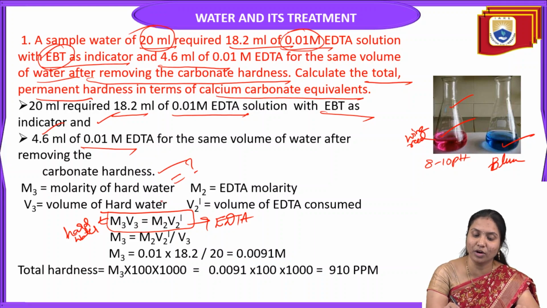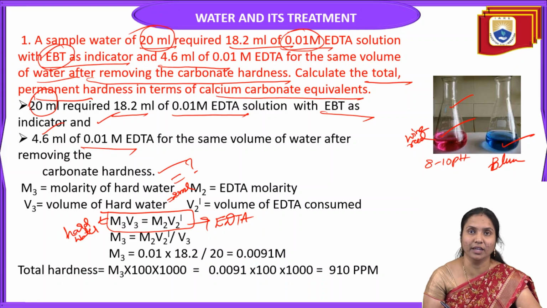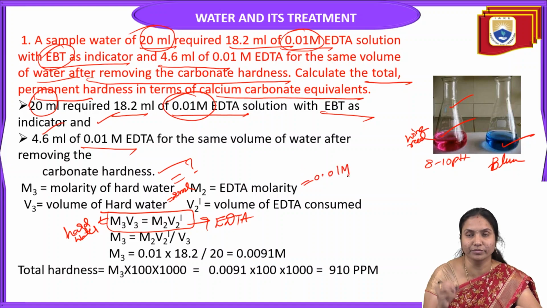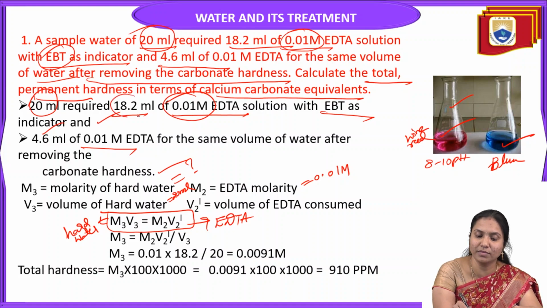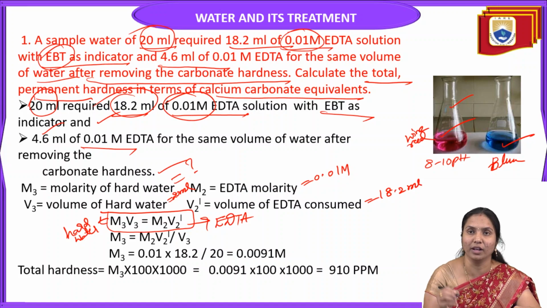Next, V3 is the volume of hard water. We already know that the volume of hard water is 20 ml. Next, M2 is the molarity of EDTA, already given as 0.01 M. And next, V2 is the volume of EDTA consumed. In the first case, how much EDTA was required? 18.2 ml. So V2 equals 18.2 ml.